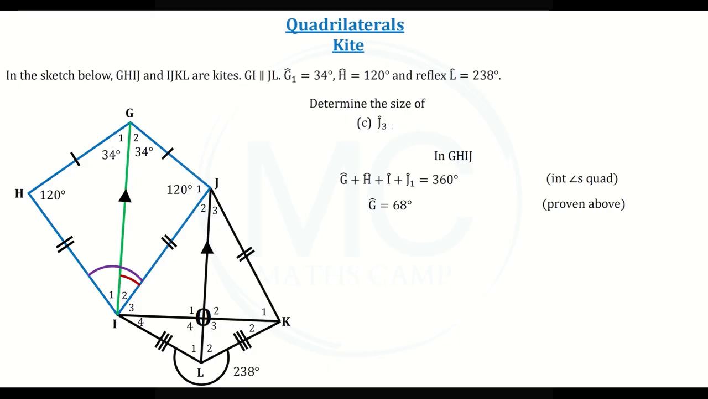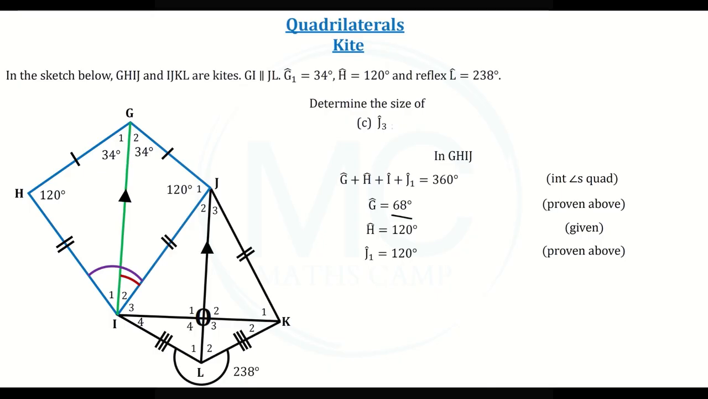We know that angle H is 120 degrees. So we can say H is equal to 120 degrees because this information has been given to us. And in part B, we found that J1 is also 120 degrees. So we can say angle J1 is equal to 120 degrees. Again, we don't have to prove this, so we use proven above as our reason. Now we can put these values into the equation.